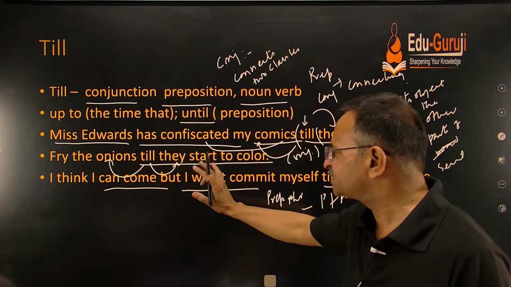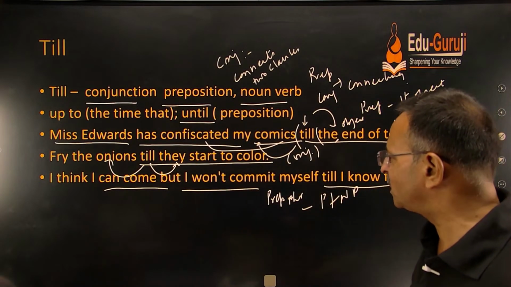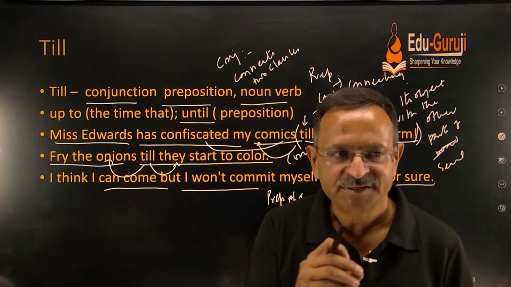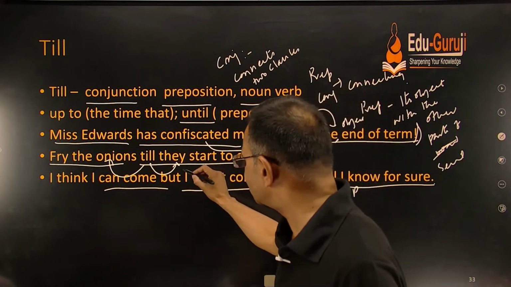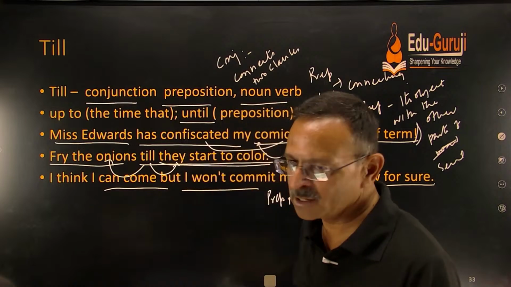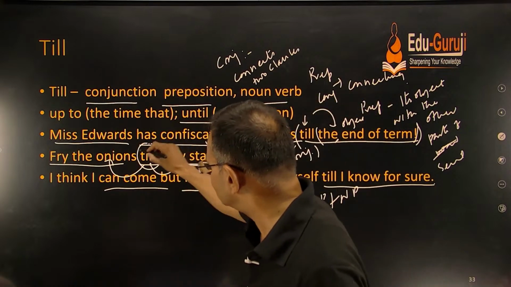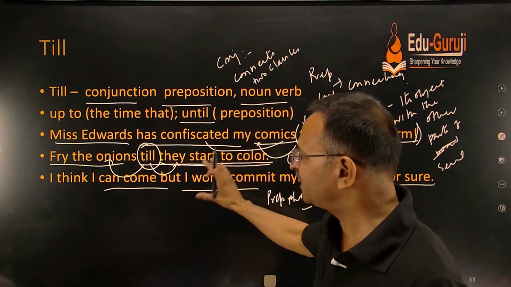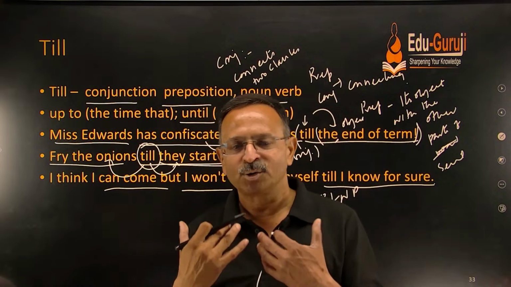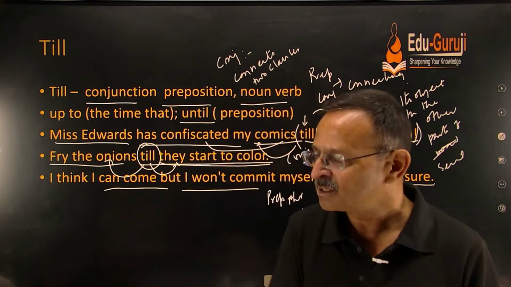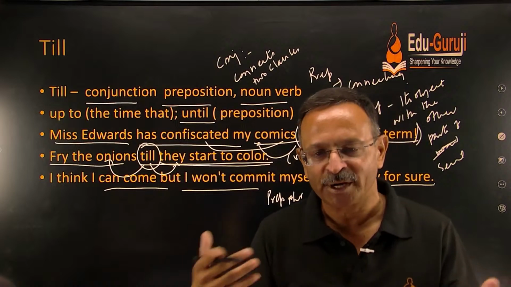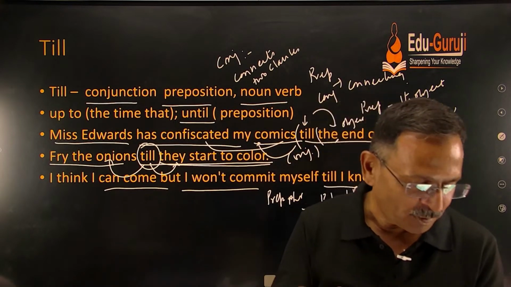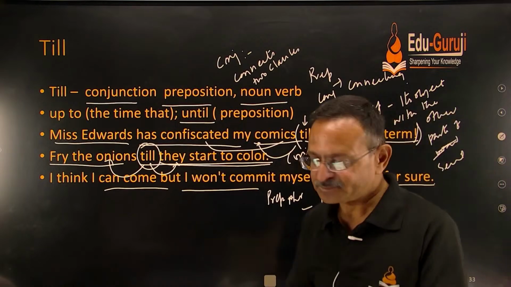Now the second one is: fry onions till they start to color. In this case, you can see this is one clause, that is fry the onions, and the second one is till they start to color. So this is a conjunction. This is the difference between a preposition and a conjunction. The role of a conjunction is to join two clauses, whereas the role of a preposition is to join its object with the other parts of the sentence. I hope it is clear to you.